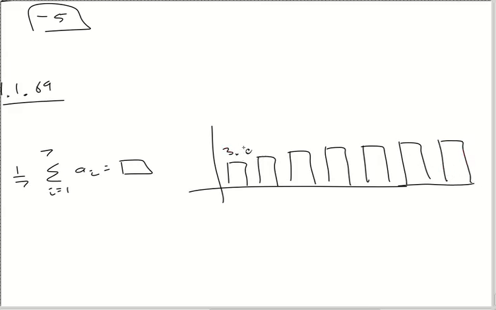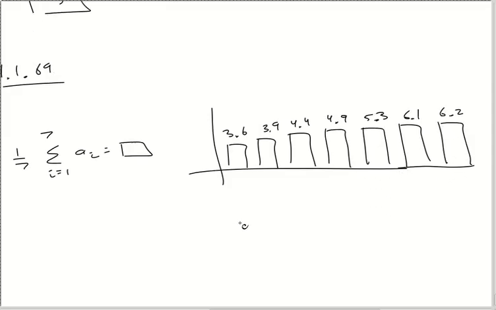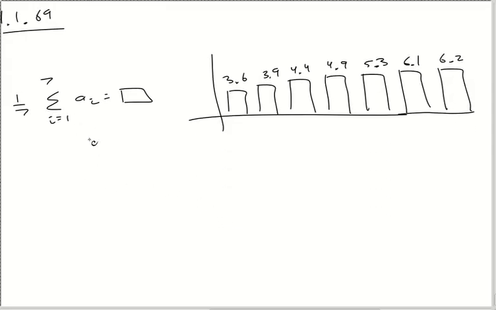Let me list them. 3.6, 3.9, 4.4, 4.9, 5.3, 6.1. Apparently I was running out of paper room too. And 6.2. My boxes got really narrow near the end. They're saying find out what this would be. And I'm kind of confused.